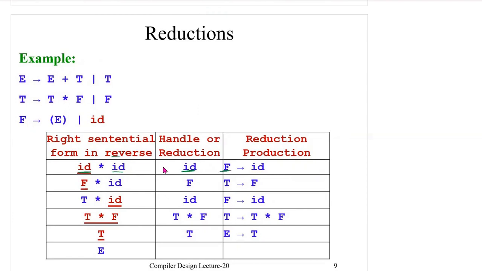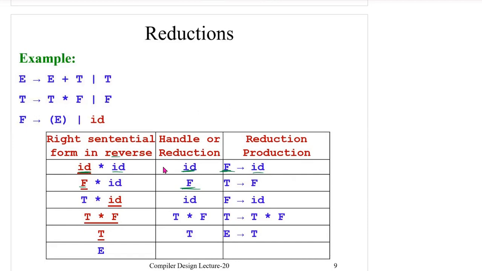That is F. F derives id. So the left hand side is called the header, the right hand side is called the body. In bottom-up parsing, simply one thing you can remember: the body is replaced with its header. That is bottom-up parsing. Whereas in top-down parsing, the header is substituted with its body. Now here reverse. So now id is substituted with its header F. Now F into id. Which is going to be reduced? That is called the handle. Now F is going to be reduced. Now F is called the handle or reduction.